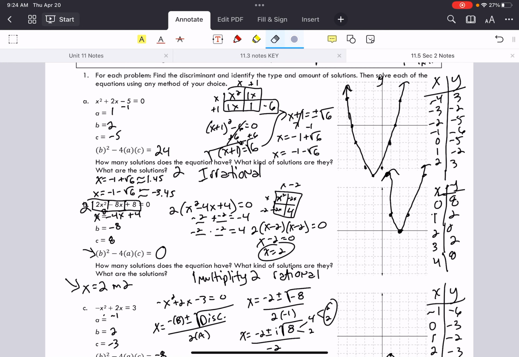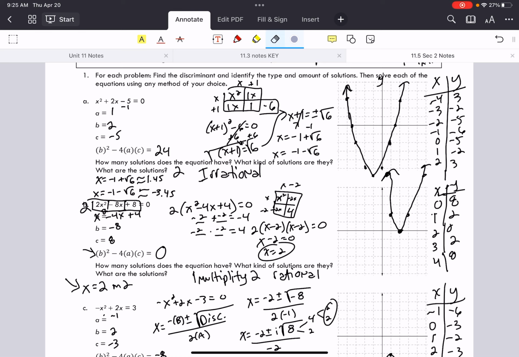How could I tell if I was just given that graph that B's discriminant was 0? Perfect, because the end of the U shape is on the x-axis. Perfect. Okay? How could I tell just based on the graph for A that it would have irrational answers, meaning a discriminant that's not a perfect square? How could I tell just based on the graph that my discriminant is not a perfect square?